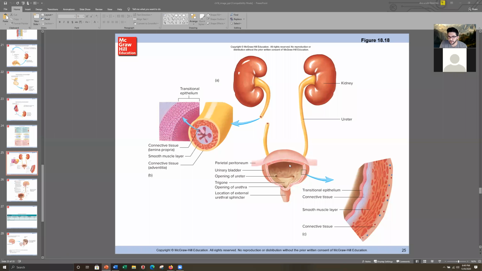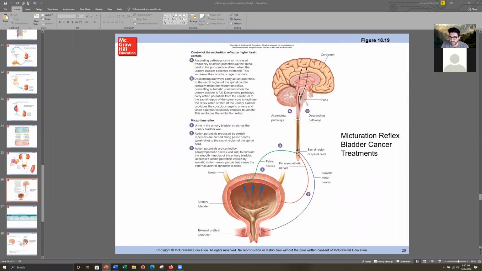As the bladder fills up and stretches, a signal gets sent to the brain. Ascending pathways carry the increased frequency of action potentials from the spinal cord to the pons and cerebrum. When the urinary bladder becomes stretched, this increases the conscious urge to urinate. The reflex that gets sent back via somatic motor nerves right here, where we synapse, is called the micturition reflex. That allows us to unconsciously relax our external urethral sphincter, and then we can urinate as normal.